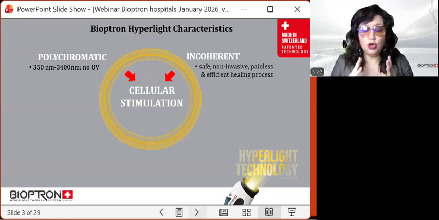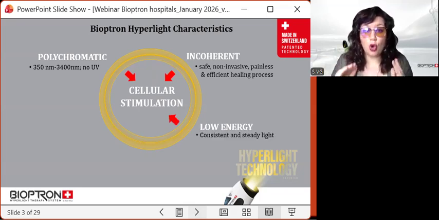Bioptron light is incoherent. That means that each light wave will follow its own wave. They will not be in phase. So this will provide a light that is very safe. It's non-invasive. Of course, it will not create pain. And which is very important, it will allow an efficient healing process.